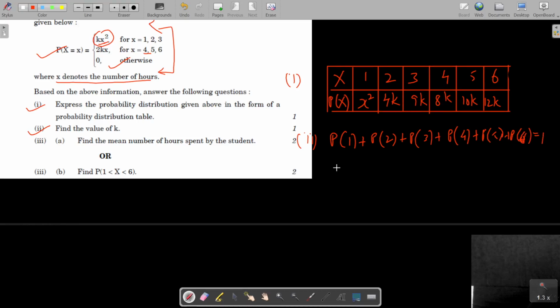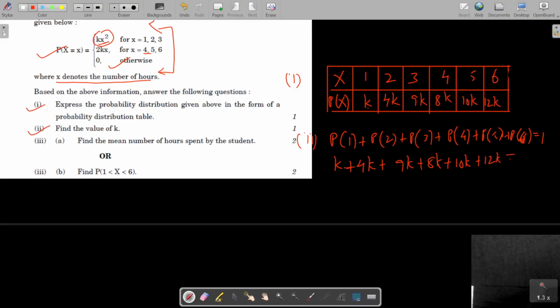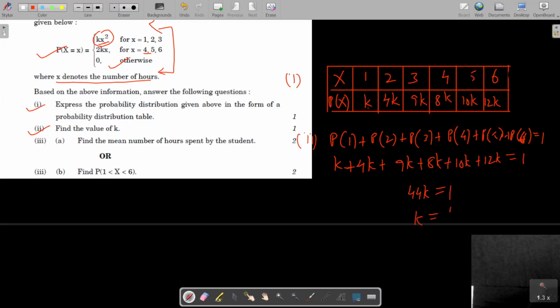And so if I put in here, the first one is not x squared, sorry. If we put x as 1 here, this should be k. So that means k plus 4k plus 9k plus 8k plus 10k plus 12k is equal to 1. So 5 plus 9 is 14, 8 makes 22, and 10 makes 32, and 12 makes 44k. So the value of k is 1 by 44.